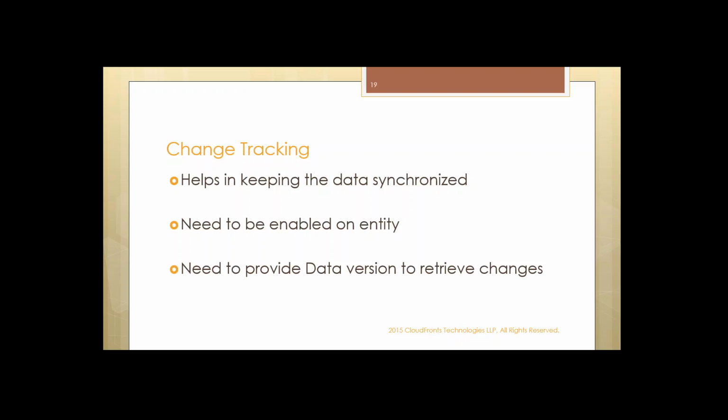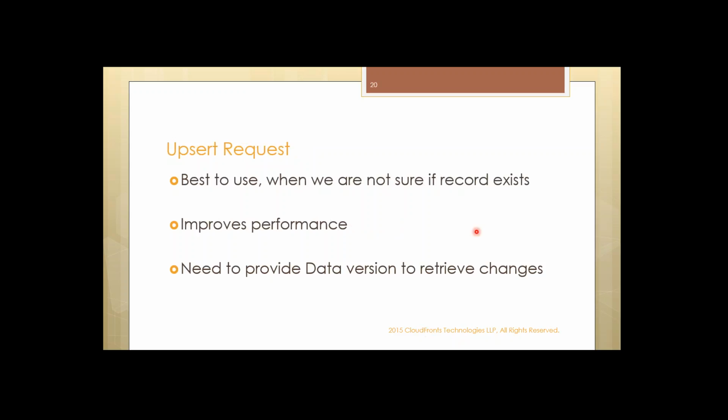Also, to enable change tracking, we need to enable it at entity level. When you don't provide any token, or when you access it for the first time using this new request, so we have a new request from code which you have to use, you will not provide any version, and CRM will provide you a token. If the data version is not provided, all data is retrieved. If the data version is provided, the data which was changed, created or deleted will be retrieved in separate collections, which you can then use to synchronize with your external system. So that was about change tracking.